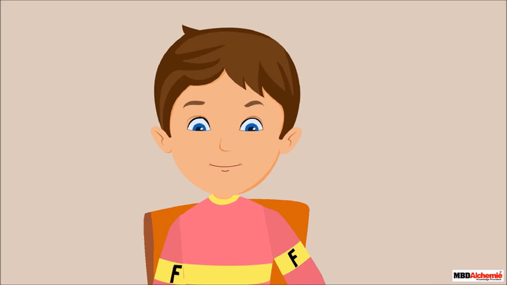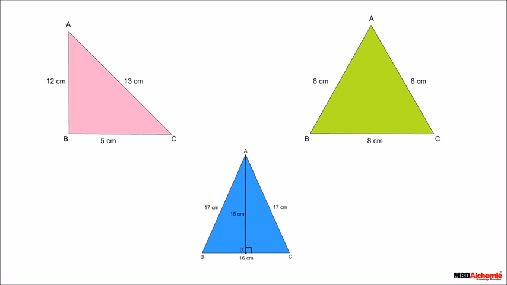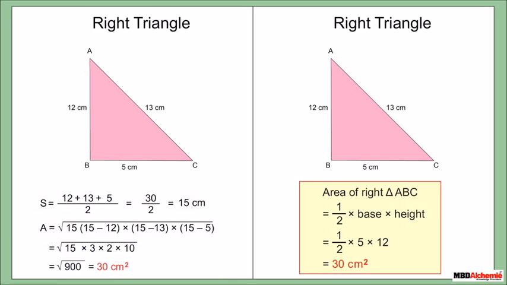Now Sid asks, "Uncle, can we find the area of other triangles by applying this formula as well?" Neil's father replies, "Yes, now using Heron's formula, you can verify this fact by finding the area of other triangles you have. We have 3 triangles. Using Heron's formula, the area of right triangle is 30 centimeters square, which is the same as we found the area of the same triangle by applying the formula for a right triangle.